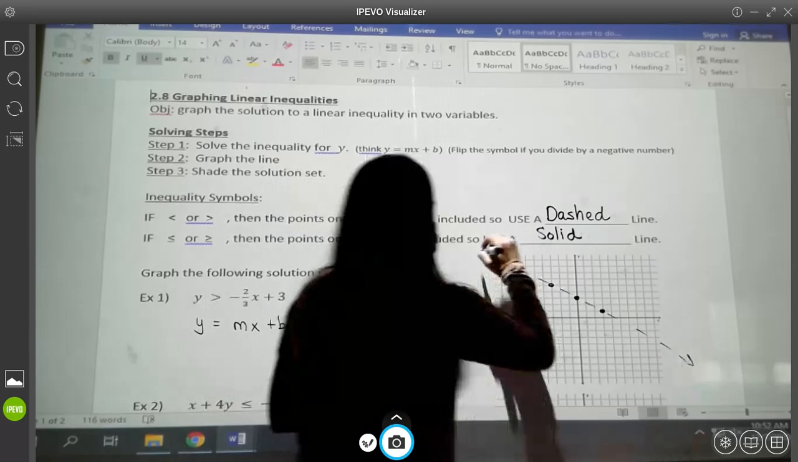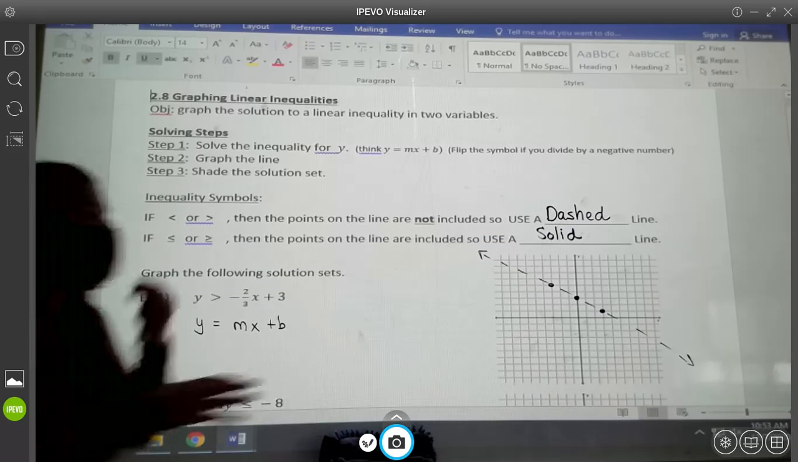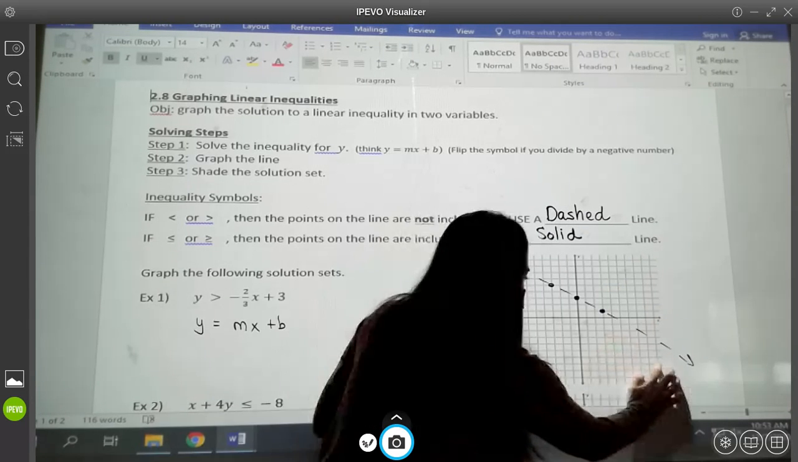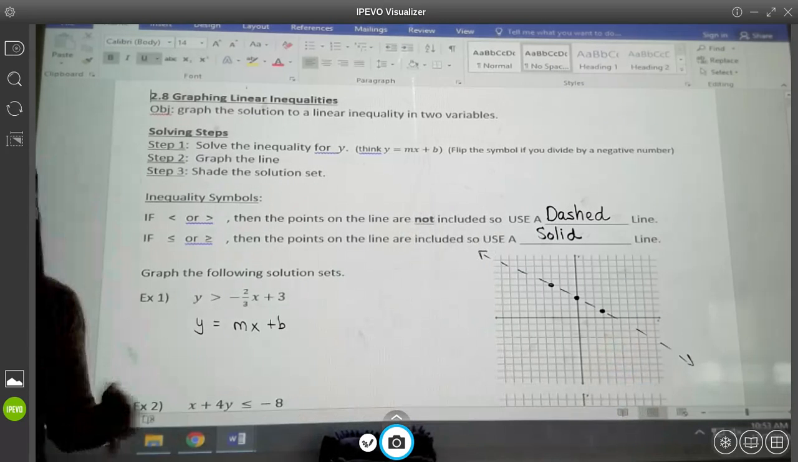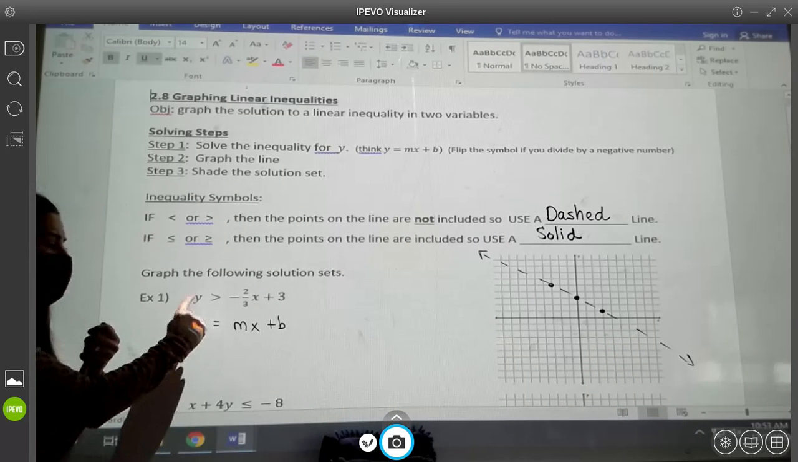Okay, so basically what your line does, guys, is it cuts the coordinate plane in half. You now have this side of the line, and then you have this side of the line. We have to shade on one side of that line. Where are the answers? Well, guys, we want y values that are greater than the points on this line.